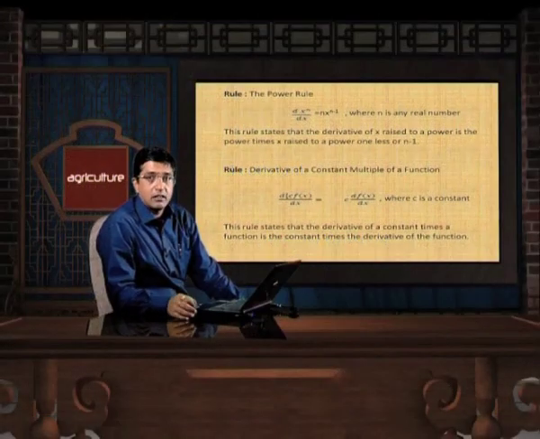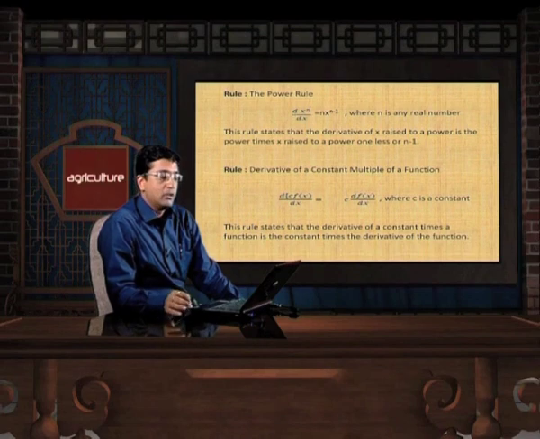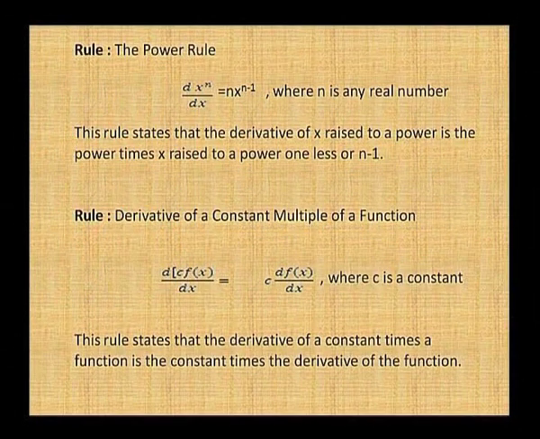The second rule is called the power rule. If we have a function like x to the power n, then d upon dx of x to the power n equals n x to the power n minus 1, where n is any real number. This rule states that the derivative of x raised to a power is the power times x raised to a power one less, or n minus 1.